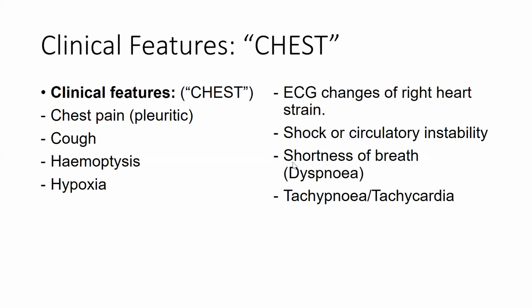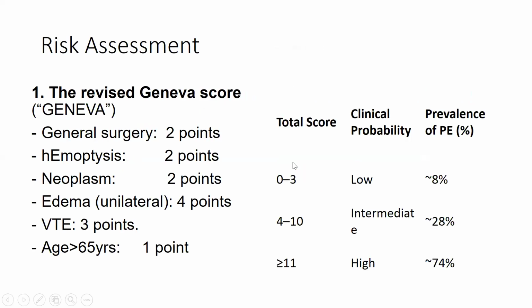All right, so there are scoring systems that have been devised to assess the risk of pulmonary embolism. The first one is the Geneva score. If you see what I've done here, I've tried to help you to remember the Geneva score. So the first point is G, general surgery.